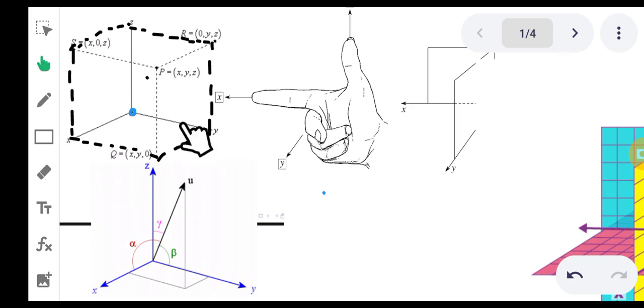In case someone is here, the person can move on the x-axis and also move on the y-axis to finally get there without moving on the z-axis. So the z part will be 0. That is the whole idea.